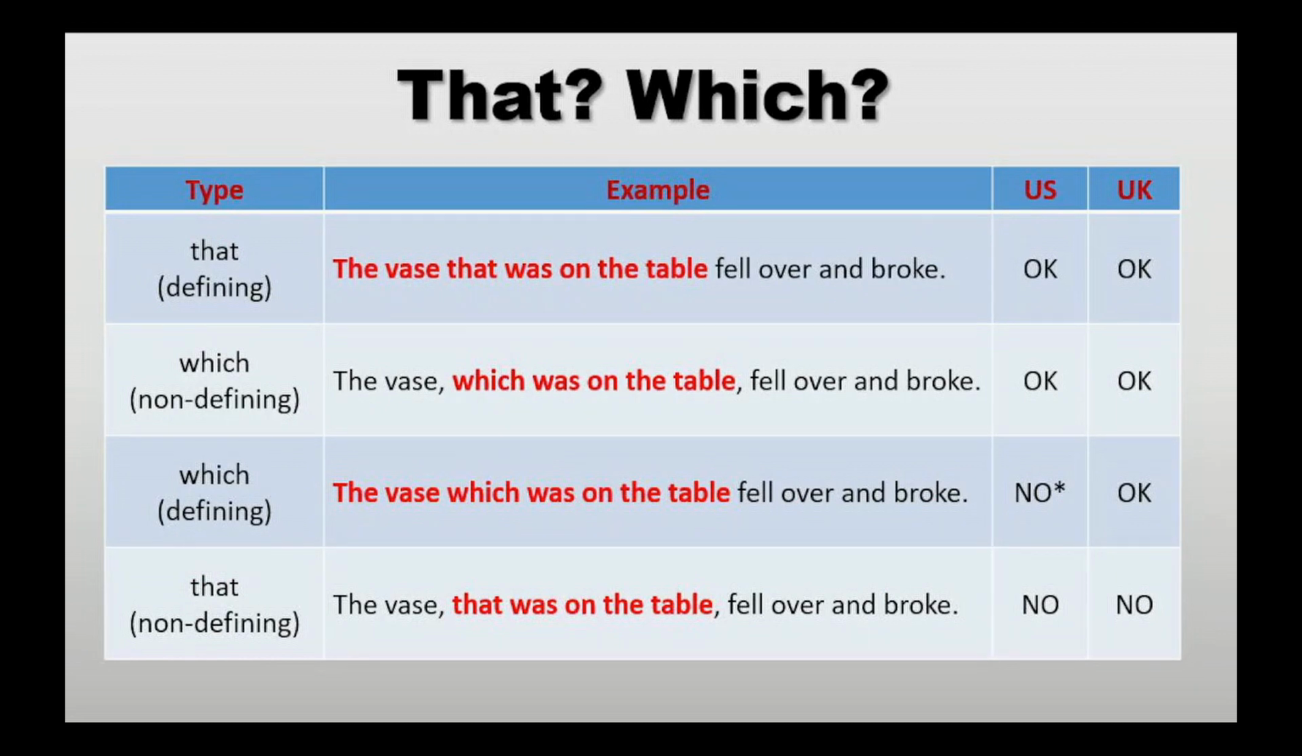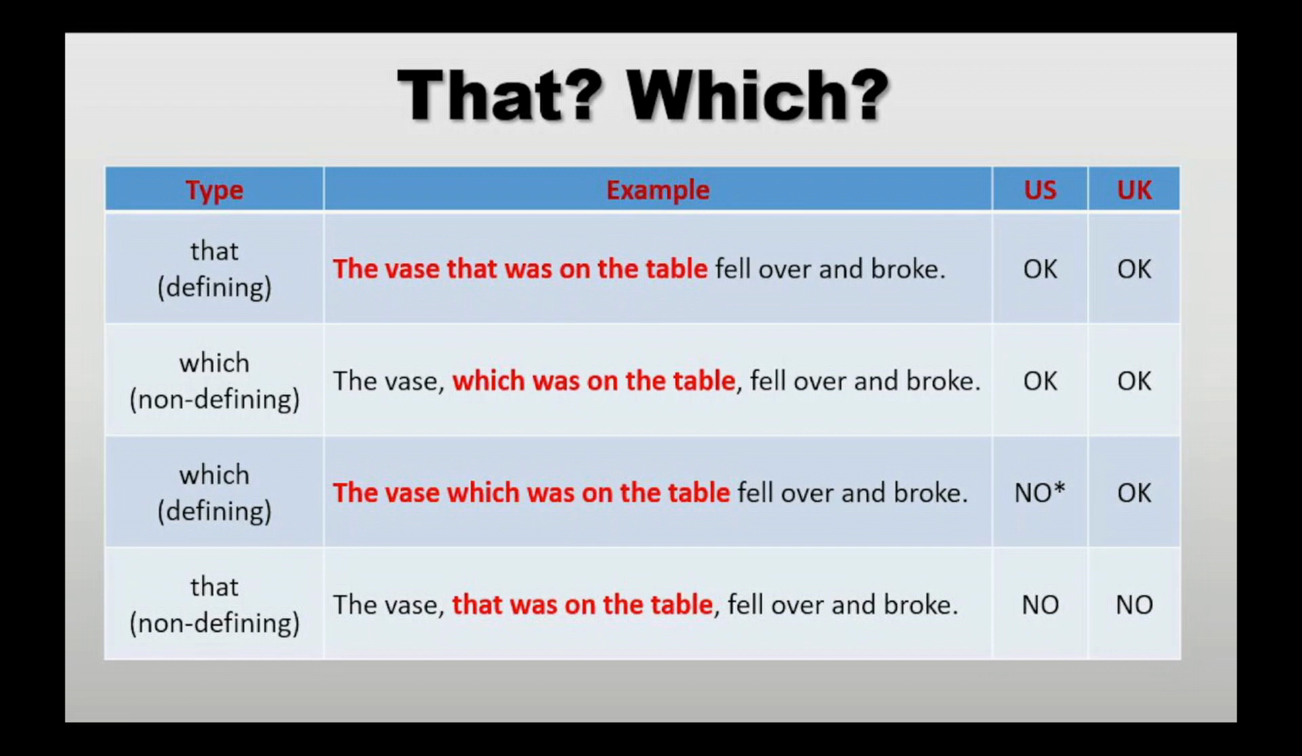that or which. The first type of sentence we have is that, defining. The vase that was on the table fell over and broke. This is okay in the US, okay in the UK. No problem. Then we have which, non-defining. The vase, comma, which is on the table, comma, fell over and broke. The vase, which is on the table, fell over and broke. Okay in the US, okay in the UK. Now, I strongly recommend that these two are the styles that you use. If you use these styles, you will never be wrong.